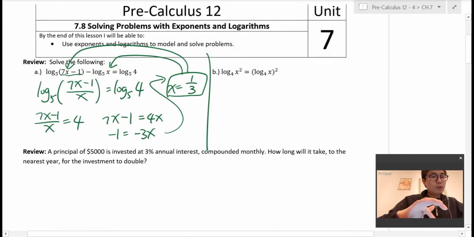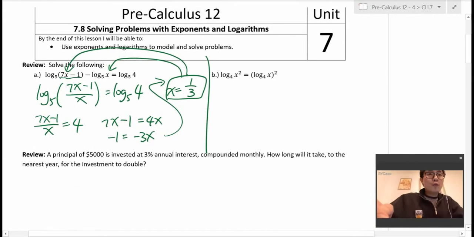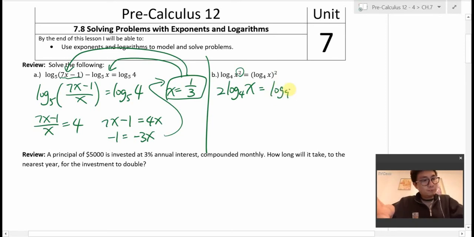Part B is slightly trickier. What we need to do is, again, apply the rule. Here we can move this exponent of 2 to the front, so we end up with 2 times log base 4 of x. On the right side, be careful. You cannot bring the 2 to the front because this square is for the entire log, not for the x. So there's actually nothing we can do about this. We're just going to copy this down.